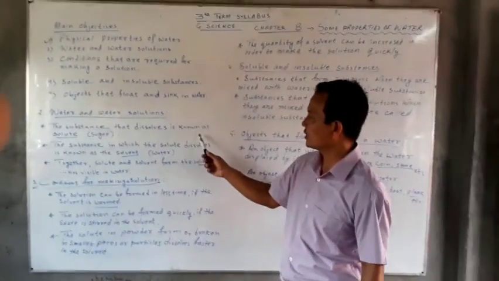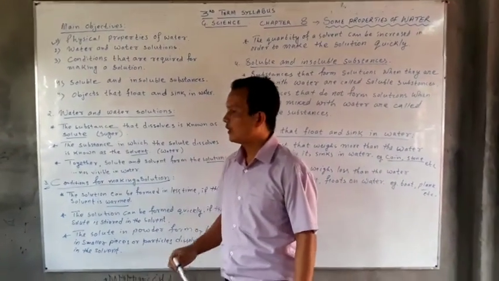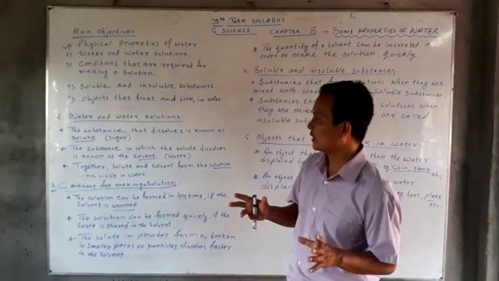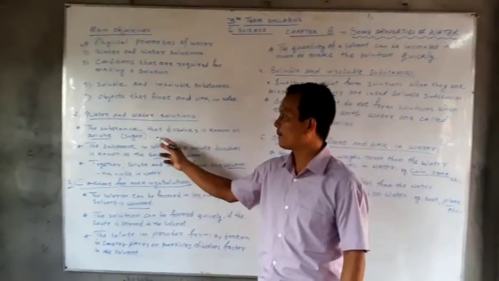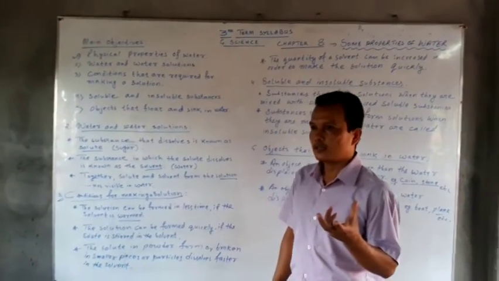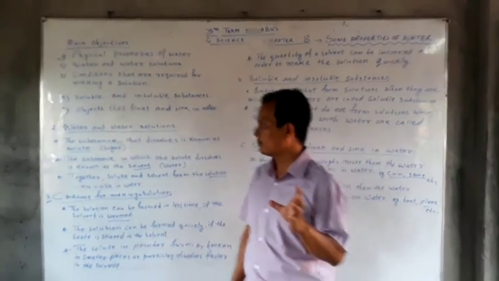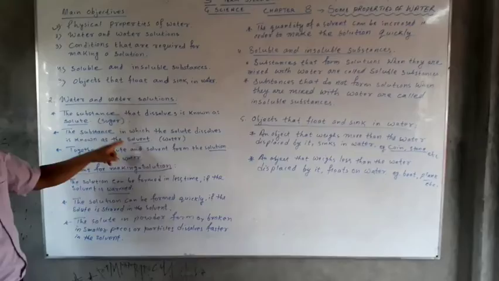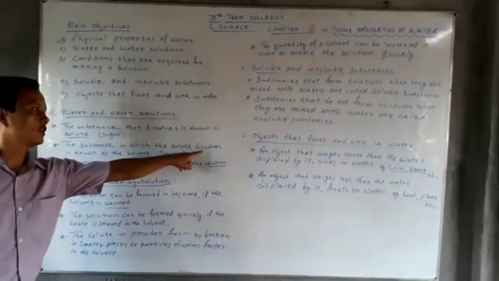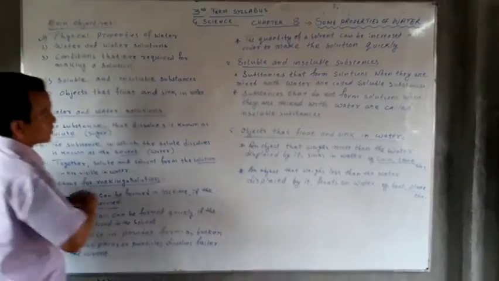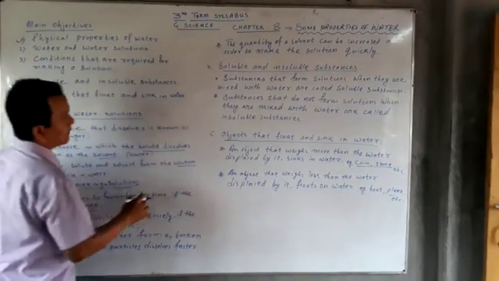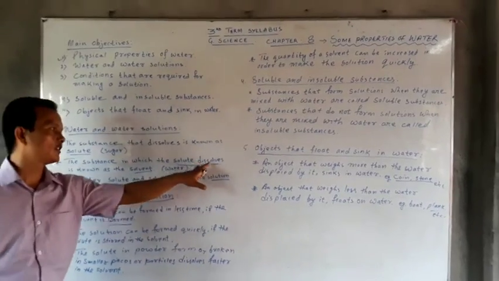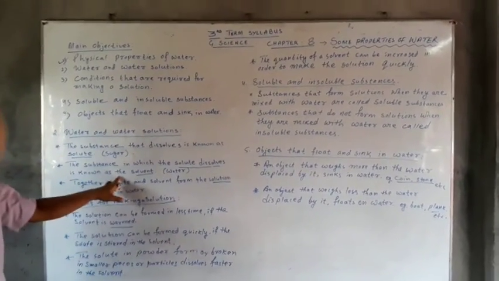that dissolves is known as solute. Now what is solute? Solute, in another word, we can call sugar. Sugar is a solid form, but when it mixes with water, water is the solvent here. The solvent is the substance in which the solute dissolves. Solute dissolves means when it mixes, it melts and turns into water. That is why it is known as the solvent.